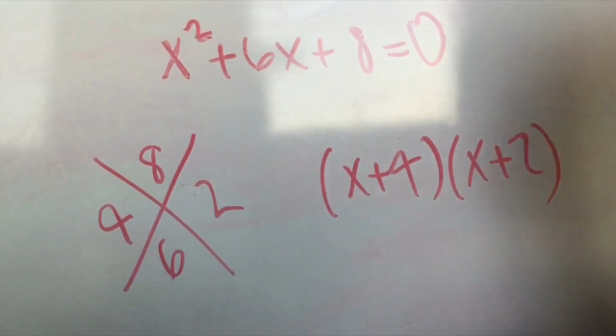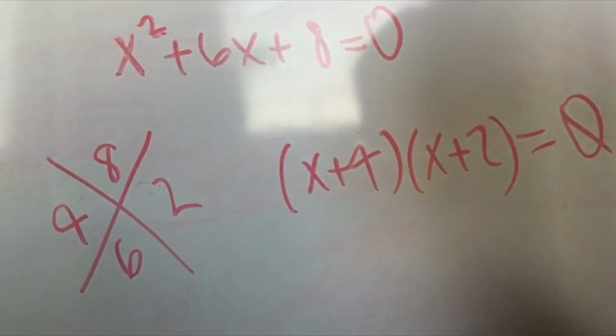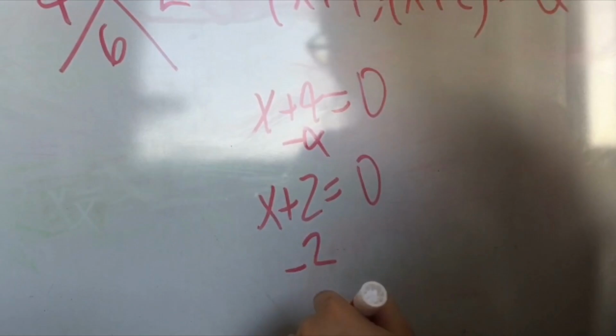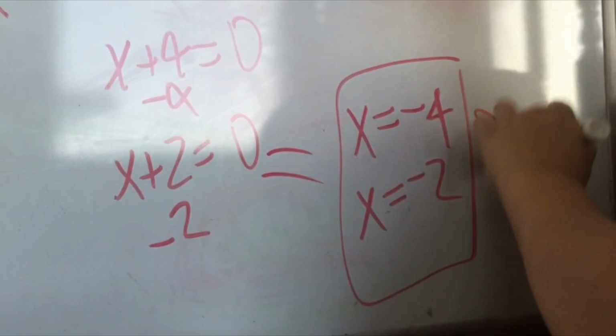We want to make 4 and 2 two separate equations, so x plus 4 equals 0, x plus 2 equals 0. We want to set x alone, so we subtract both, and the answer becomes x equals -4 and x equals -2.